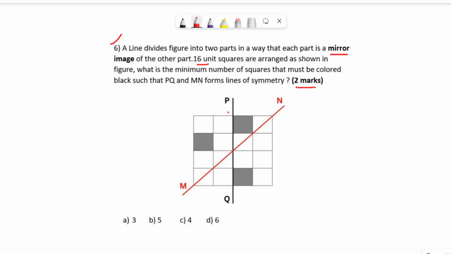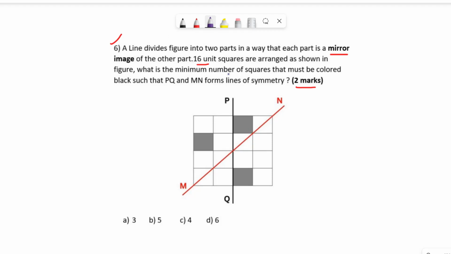We know that symmetry means if I take PQ symmetry, whatever we see on this side, this part, it should be the same here. And if we take symmetry about M and N, whatever we see on the top surface of this line, this should be the same. Okay. Now we will see. First we will try to take symmetry about P and Q. Then we will go for M and N.